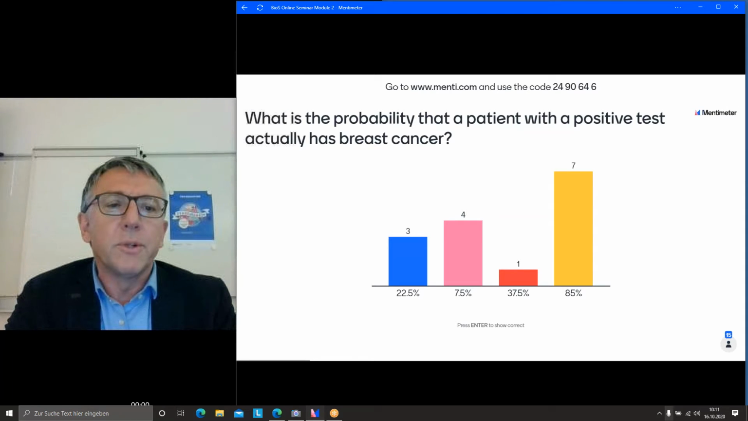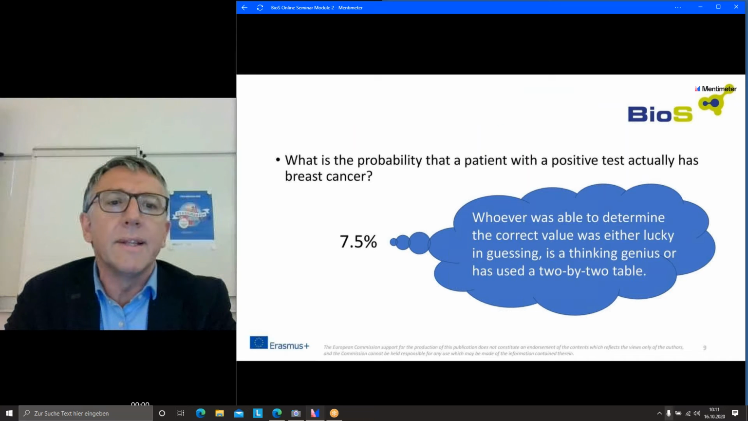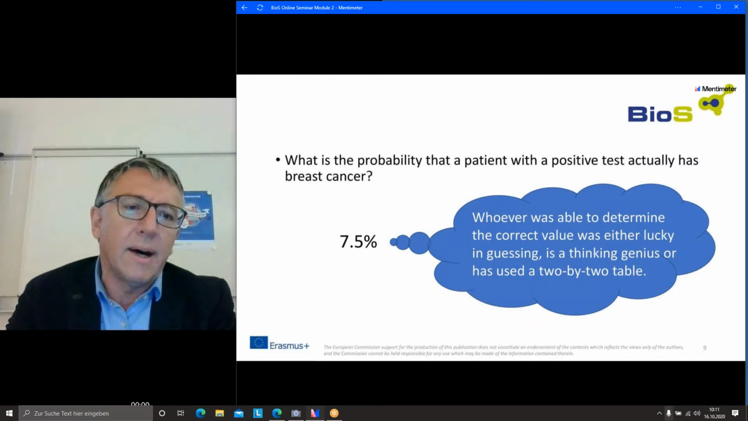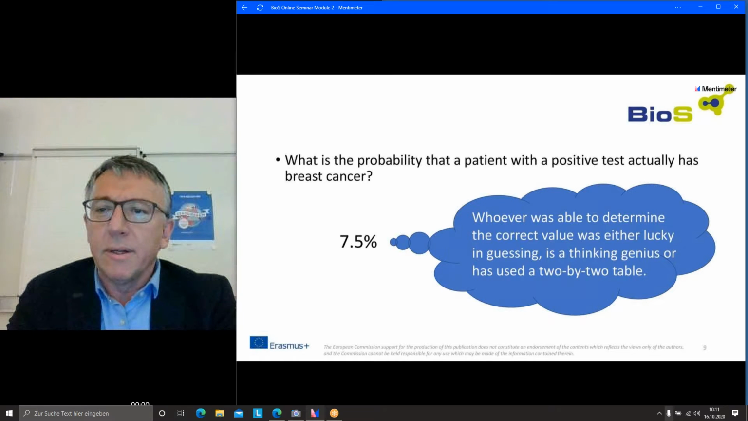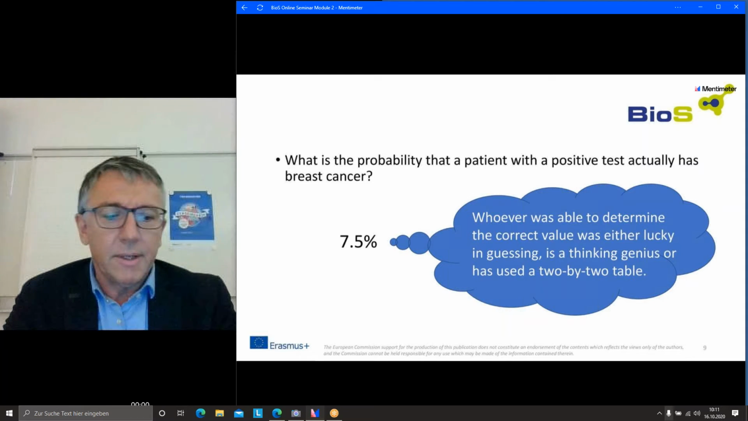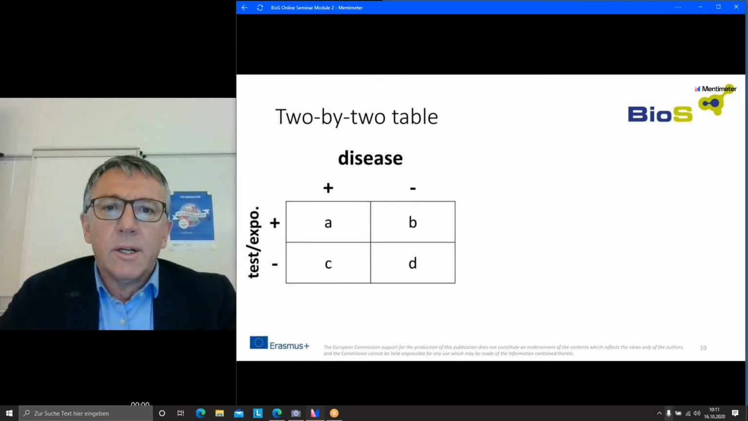The answers range widely, and they are very common. So most of you think that there is a fair probability that an individual has breast cancer. Actually, the correct answer is 7.5%. So it's actually not that high. How can we obtain this number, and why do you think this number is correct? We will learn that now in the next 15 minutes.